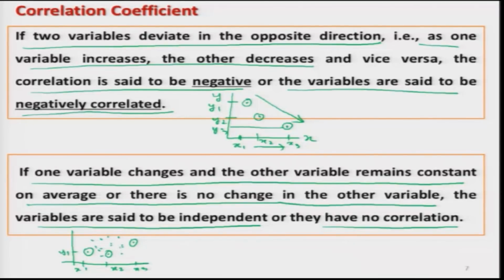So there is no clear cut trend in the data. This indicates that when we change the value of x, there is practically no change in the value of y. Then the variables are said to be independent of each other and they do not affect each other, and in this case we say that they have no correlation, or they have zero correlation.